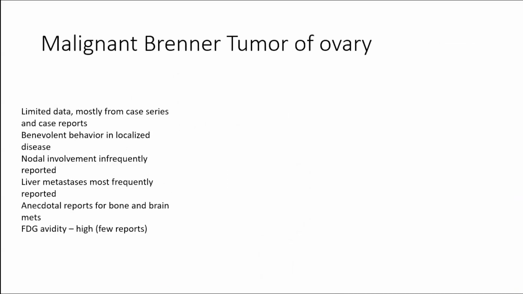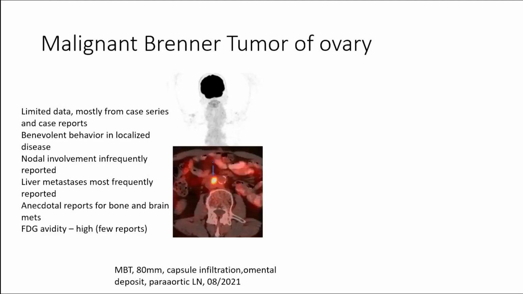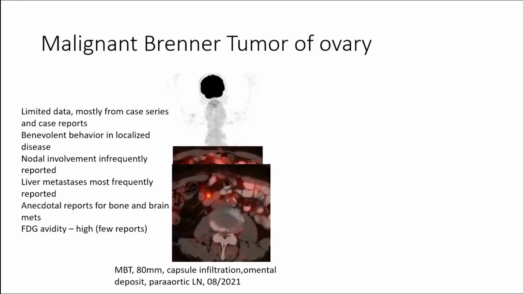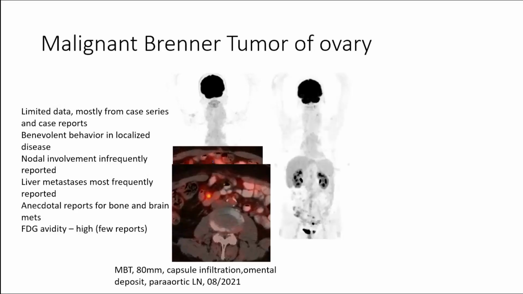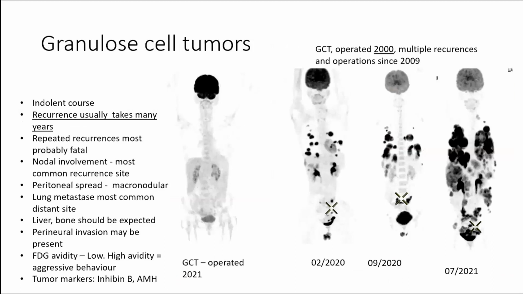I found one case for malignant Brenner tumor. No specific pattern for this one. They are rare, rarely reported on FDG PET. What we can say is that liver metastases are most frequently reported, even more than nodal involvement in malignant Brenner tumors. And yes, they are FDG positive. This is my only case for malignant Brenner tumor.